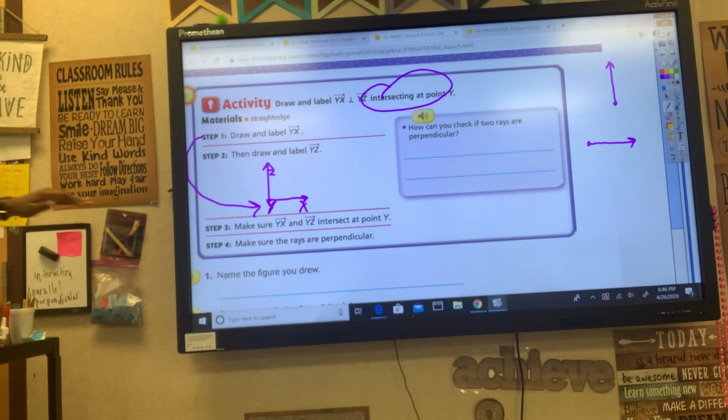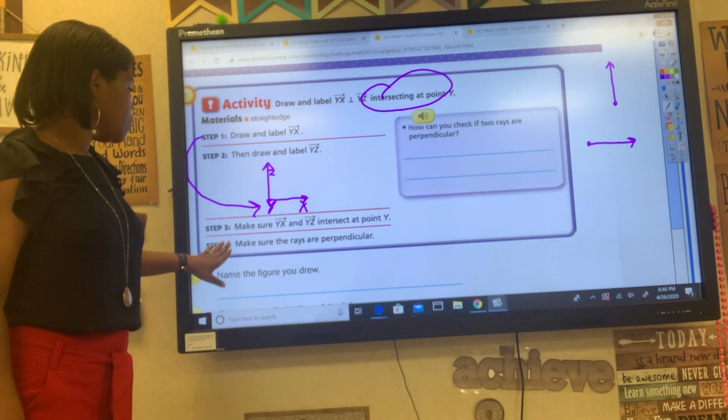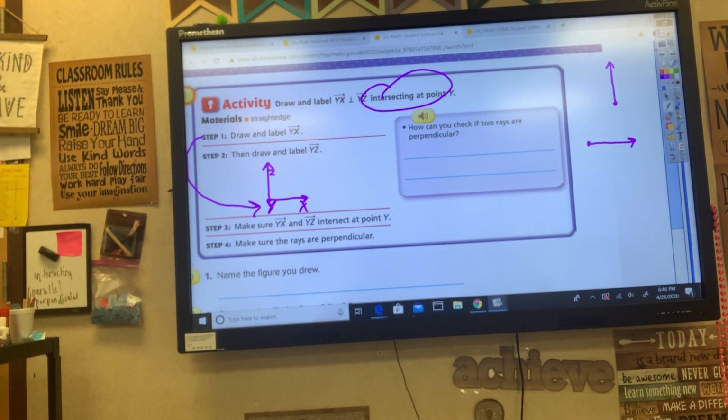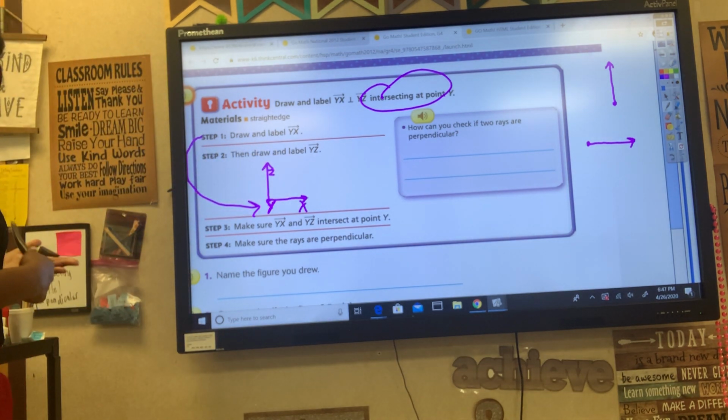So what we had to do was make sure YX and YZ intersect at point Y. We made sure that the rays are perpendicular. And remember, as we said on the other page, perpendicular lines are lines on a plane that intersect to form 4 angles. And if we have the other part, you would actually see the 4 angles. This is one part of the plane. So now let's look at number 1.